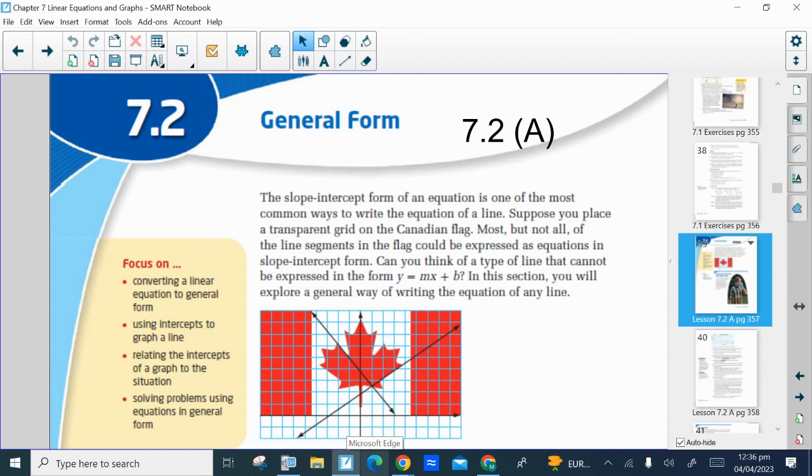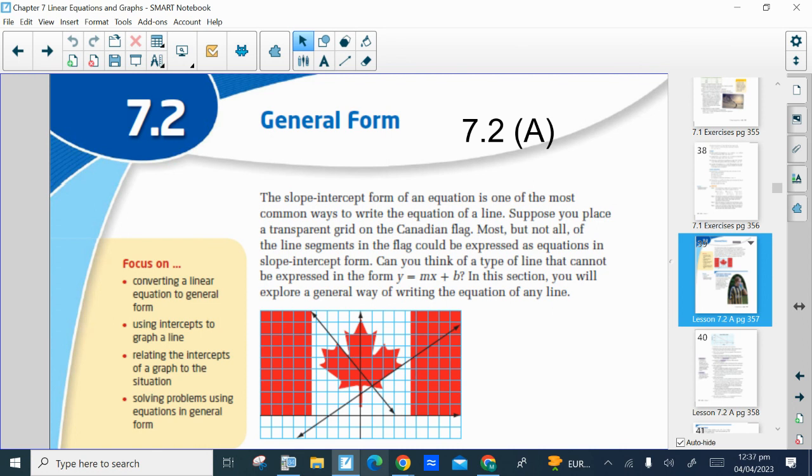So we've looked at the slope-intercept form. We spent quite a bit of time talking about that. Again, that is the form y equals mx plus b, and we've seen how valuable it is to graph a line because it tells you the slope and it tells you the y-intercept.